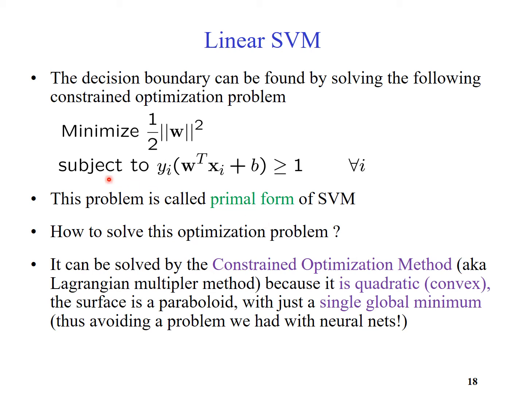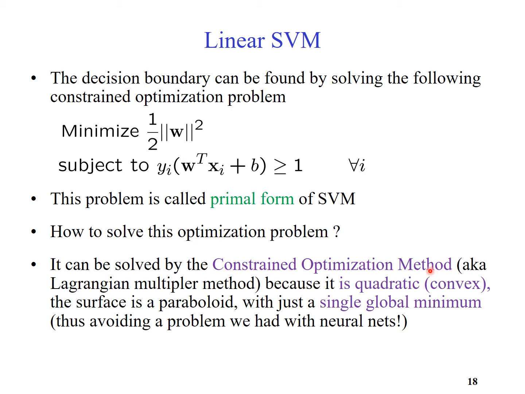The next question is, how do we solve this problem? Specifically, how do you calculate the W and B values which minimize this and also satisfy this? How do you calculate them? How to solve this problem? When we solve this SVM problem, the technique we use is called the constraint optimization method, sometimes called the Lagrangian multiplier method. So we're going to use this method to solve this problem. What is the constraint optimization method? I'm going to explain it in the next slide and a few more.